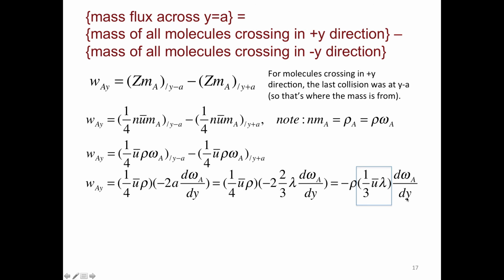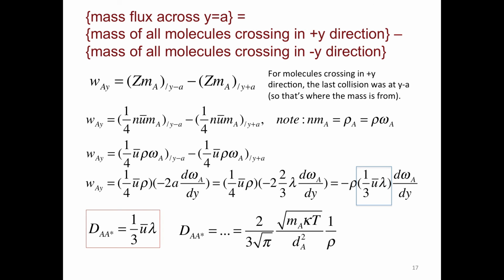And when I compare this to Fick's law, I get that my diffusion constant is 1/3 the average speed times lambda. And I can now throw in what these mean. When I do that, I get the dependence on temperature and the density of the entire phase.